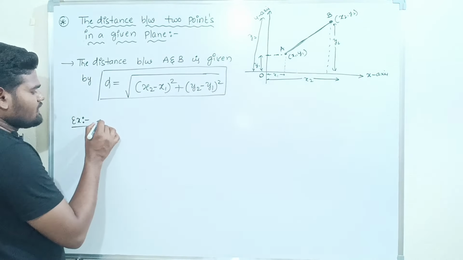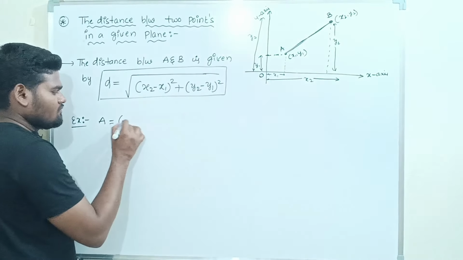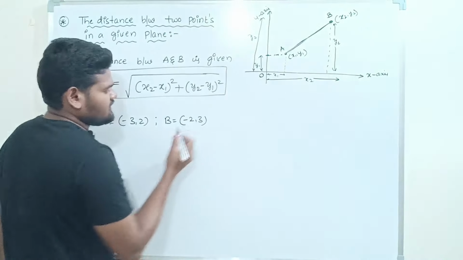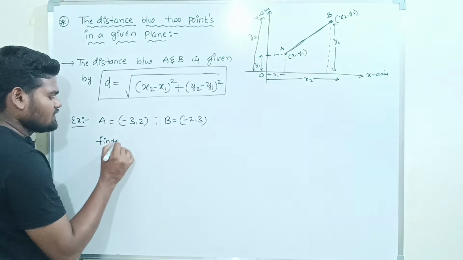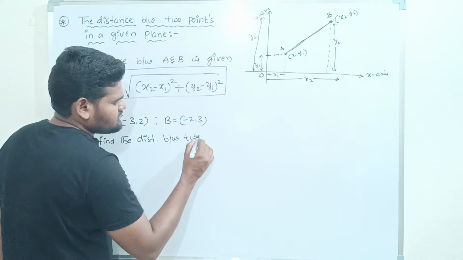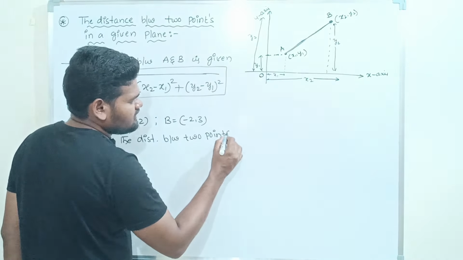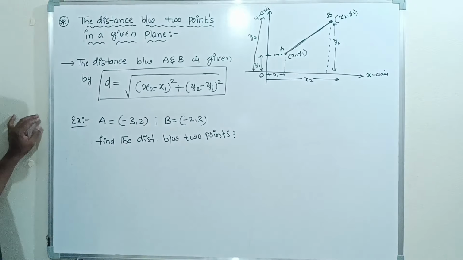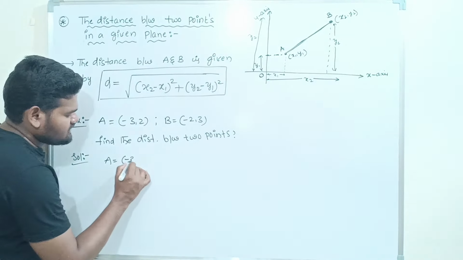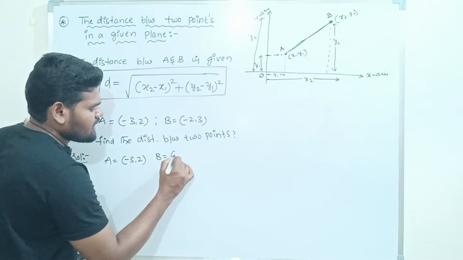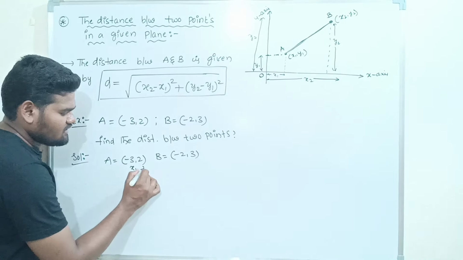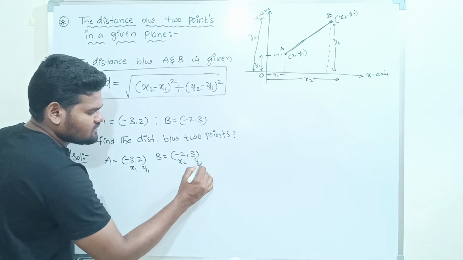Example: A is equal to (-3, 2) and B is equal to (-2, 3). Find the distance between the two points. Solution: the given points are A = (-3, 2) and B = (-2, 3). So -3 is x1, 2 is y1, and x2, y2 are -2 and 3.